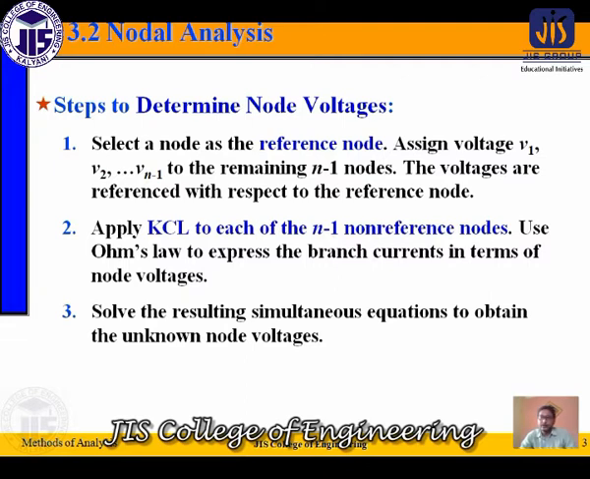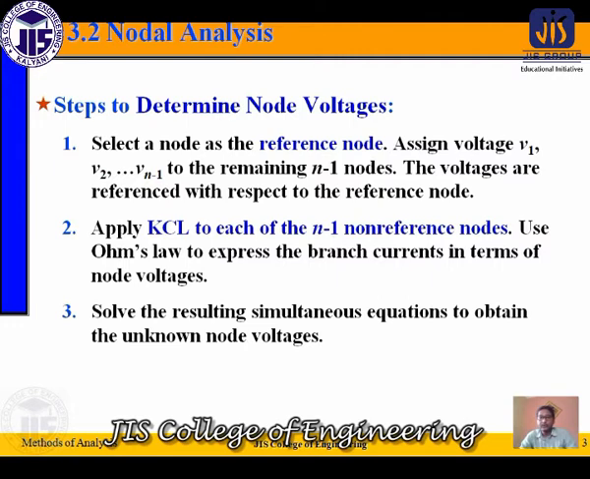For each and every node, suppose for a circuit we get four nodes, four junction points. Among these four nodes, only one node is considered as a reference node. Reference node means we consider the node as having a voltage of 0 volts. And for all the remaining nodes, it means if there are n nodes, then the remaining n minus 1 nodes are the non-reference nodes.